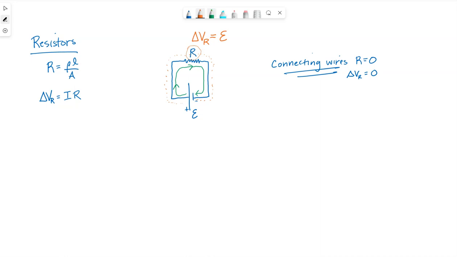That means we could calculate this current knowing that battery voltage and the value of our resistor. That's this equation, Ohm's law. The voltage drop across this resistor is the EMF of the battery. Thus, if we solve for current, we get the EMF of the battery divided by resistance.